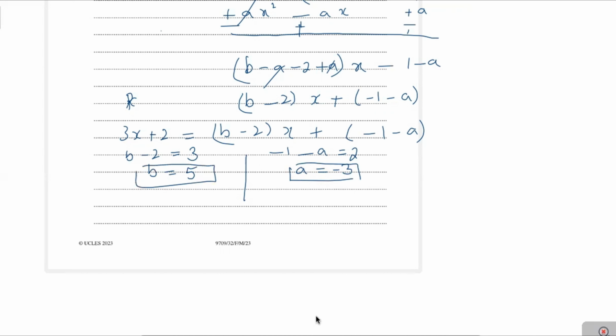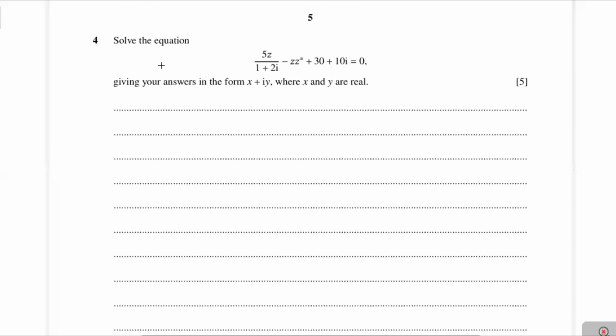Now we go to the next question. Question 4, solve the equation 5z over 1 plus 2i minus z into z star plus 30 plus 10i equal to 0. Give your answer in x plus yi form where x and y are real numbers.